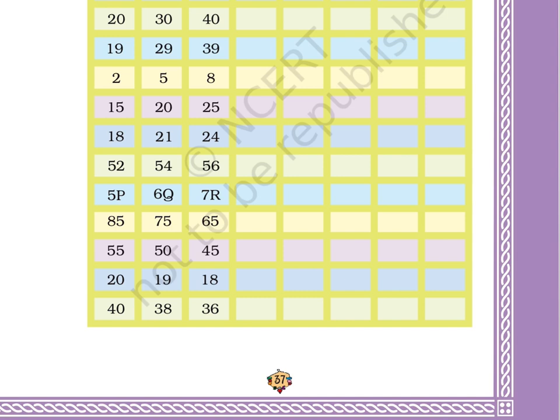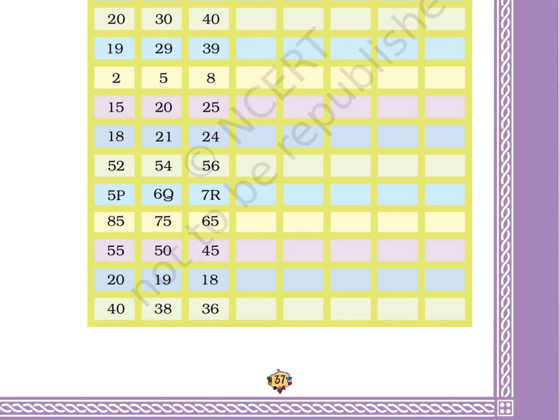Row 13. Box 1, number 85. Box 2, number 75. Box 3, number 65. Box 4, 5, 6, 7 and 8 are blank. Row 14. Box 1, number 55. Box 2, number 50. Box 3, number 45. Box 4, 5, 6, 7 and 8 are blank.